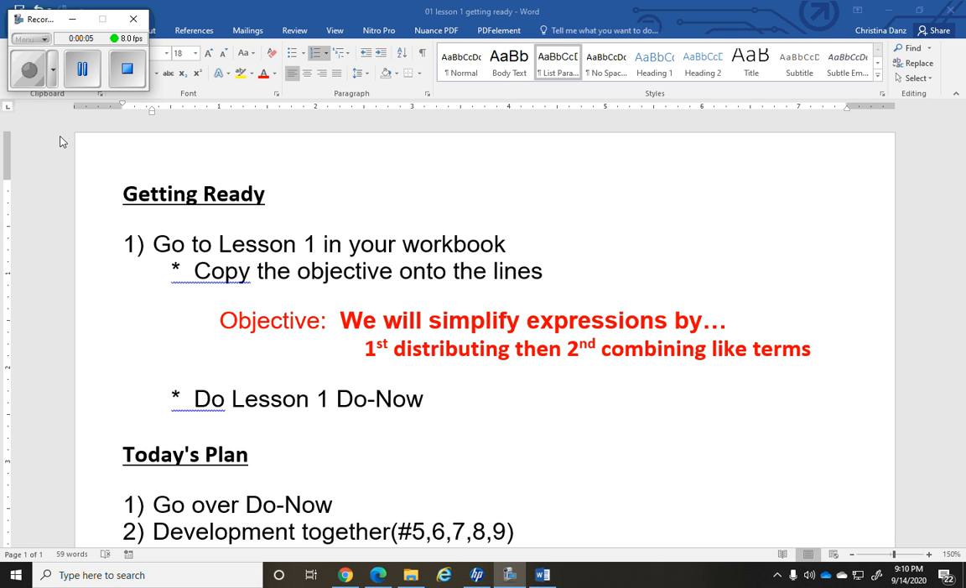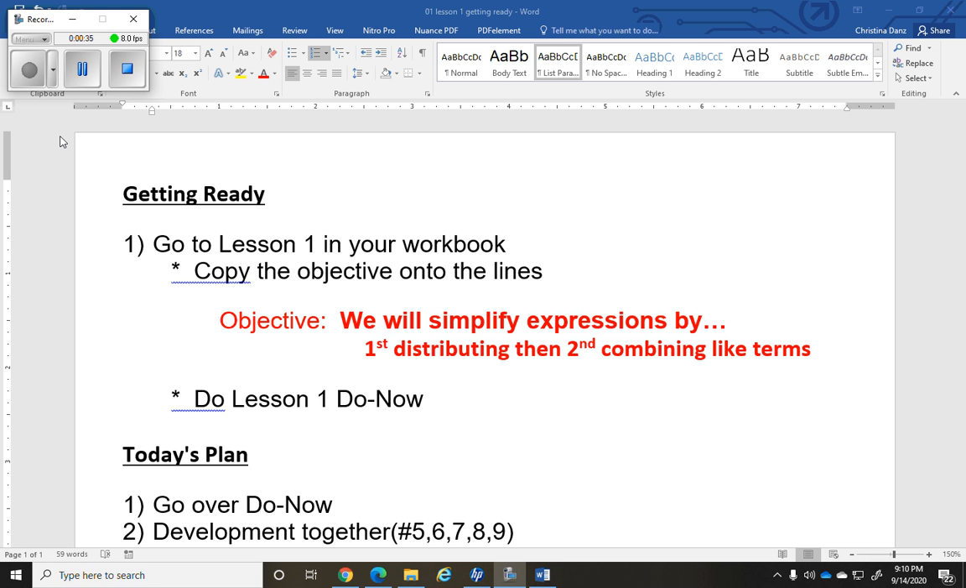So we're starting on our workbook now. We're on lesson 1. So this is what I would have displayed on the board if you were in the classroom. I do want you to copy objectives onto the line, and it says that we're going to be simplifying expressions. And it's very important that you write down the next part. It says by first distributing, then second combining like terms. And if you just remember that, you can easily simplify your expressions.